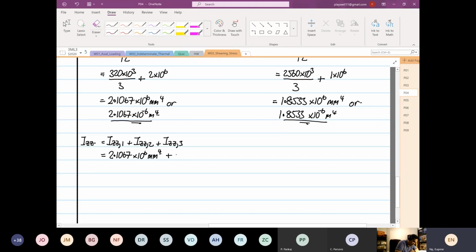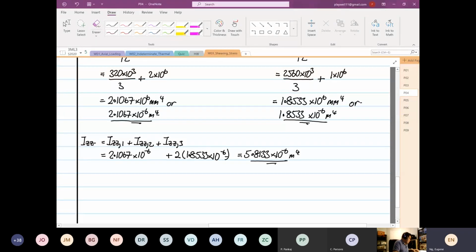So IZZ2 and IZZ3 are equal. So this is 2 multiplied by 1.8533 times 10 to the power minus 6. I forgot the minus 6 on the first one. I don't know why I put that. So this will be equal to 1.8533 power minus 6 times 2 plus 2.1067 power minus 6. So it's equal to 5.8133 times 10 to the power minus 6 meter 4.